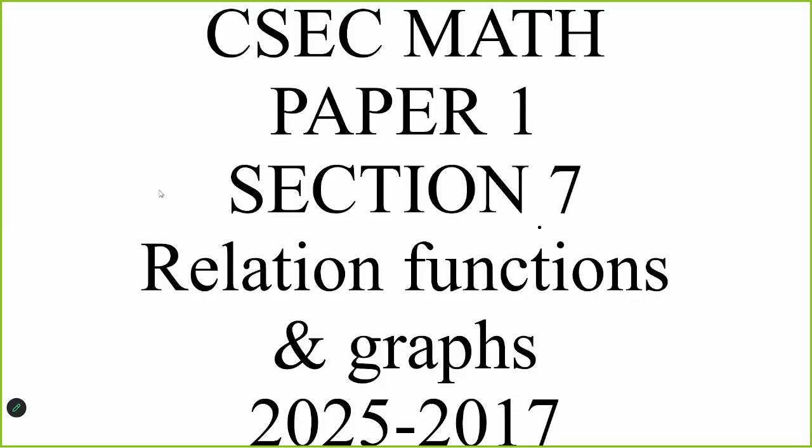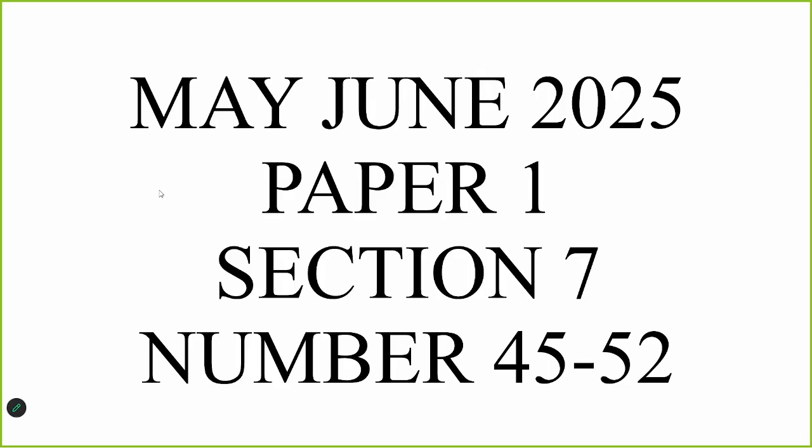Relations, Functions, and Graphs, which is 2025. I'm saying till 2017, but if time permits, we'll go to 2017, but typically we try to stop at 2020. Alright, so the first one we are going to do is May-June 2025 Paper 1, and we are going to do numbers 45 to 52. Number 45 to 52 is our relations and functions section.